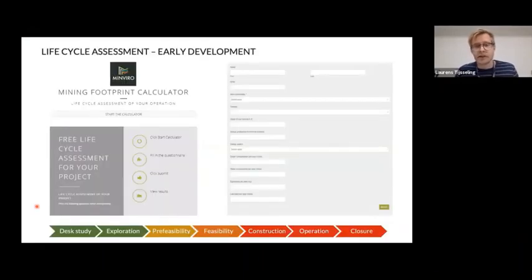For this, we've developed a mining footprint calculator, and at the moment we've got one on our website, which is relatively simple and only looks at the mining phase. What will be important to consider is the commodity that you're working on, the country that you're operating in, the grade, the amount of material that you're moving, your energy source, but of course also consumables like diesel, water, explosives, and lubricants.